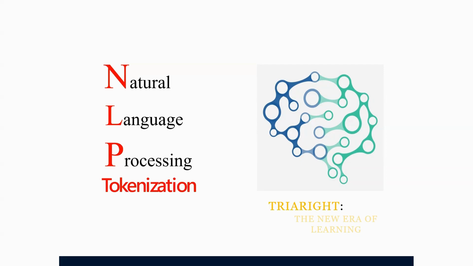So today we're discussing natural language processing, specifically tokenization, right? In previous videos, we discussed what tokenization is and its behavior. Tokenization in NLP is the process of splitting a text, like a sentence or paragraph, into smaller units called tokens. Those tokens can be words, subwords, or even characters.